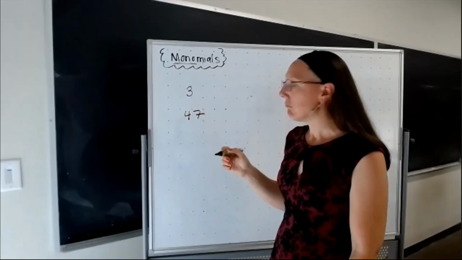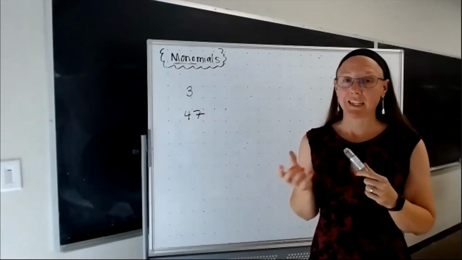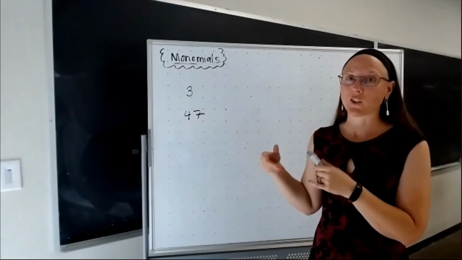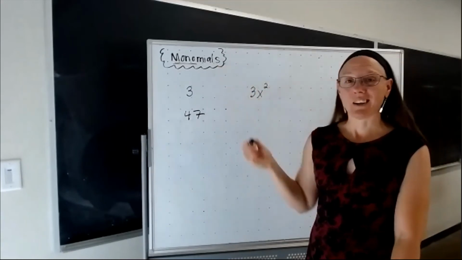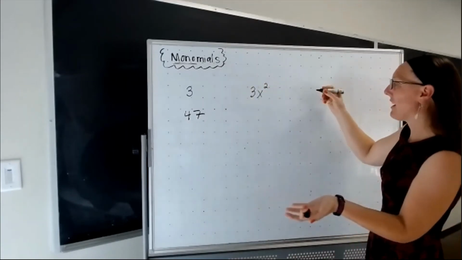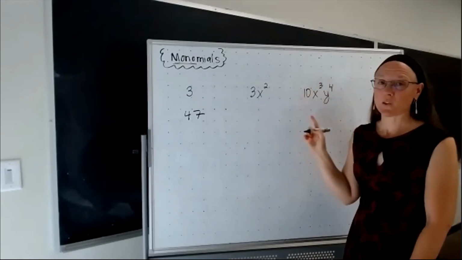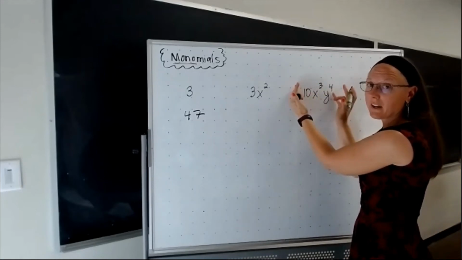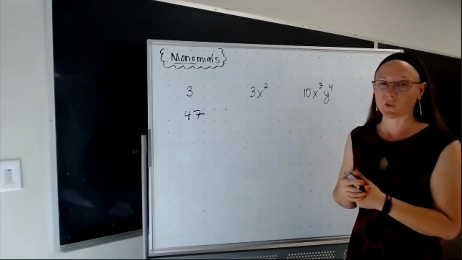3 or 47, right? These are just constants. But a monomial is also anything that's a multiplied together combination of constants and variables raised to whole number powers. So if I said 3x squared, that's technically a monomial too, because this thing is all one piece together. I could even have something like 10x cubed y to the 4th. That is also a monomial because it's one group of things together, all multiplied. I can have constants and variables to whole numbers. So all of these are examples of monomials.